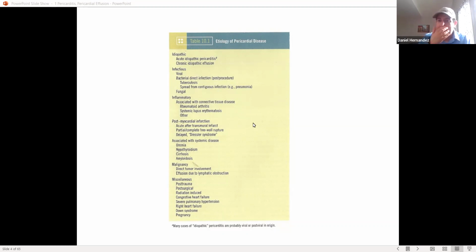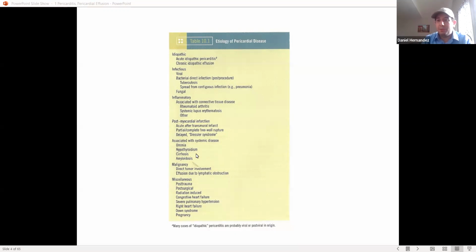We can potentially see pericardial effusion in patients that are post myocardial infarct. That's going to be our Dressler syndrome. Post infarct, this can be acute after a transmural infarct. We can also potentially see partial or complete free wall rupture. Pericardial effusions can also be due to other systemic diseases that might be underlying in the patient.